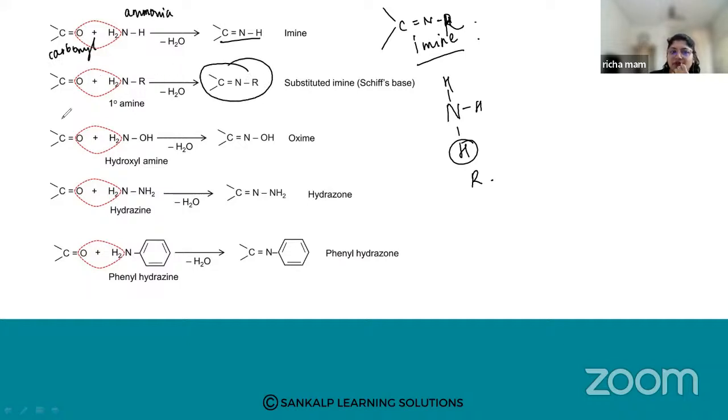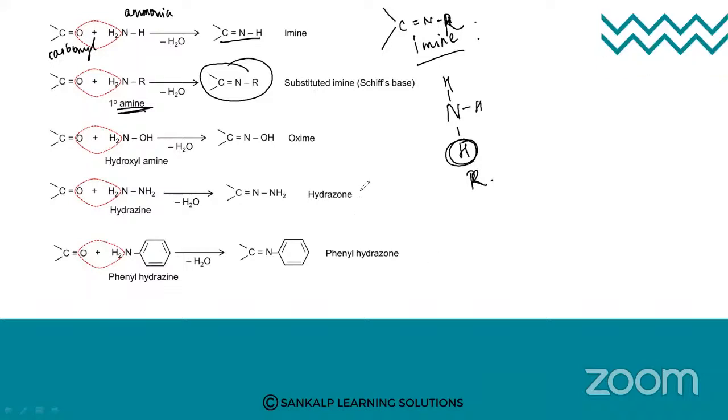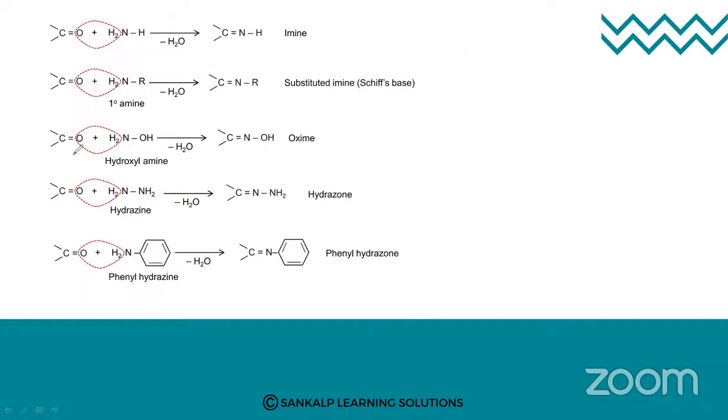So whenever you have a carbonyl group and you react it with a primary amine, how do you get a primary amine? One of the hydrogens is replaced by an alkyl group. Then you get a substituted imine, and this is called the Schiff's base. Then second, when the carbonyl group reacts with hydroxylamine. Hydroxylamine means again NH3 is there, so one of the hydrogens is replaced by an OH group. So it results in hydroxylamine.